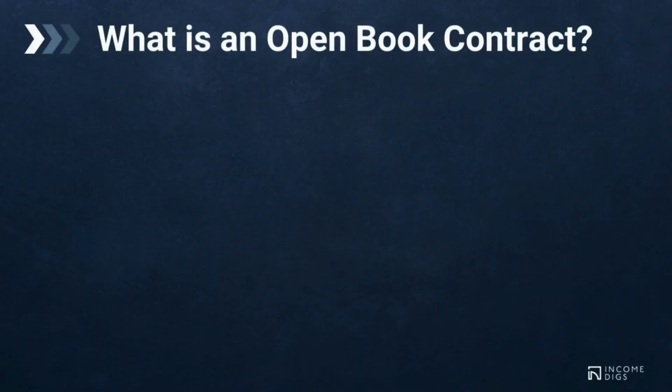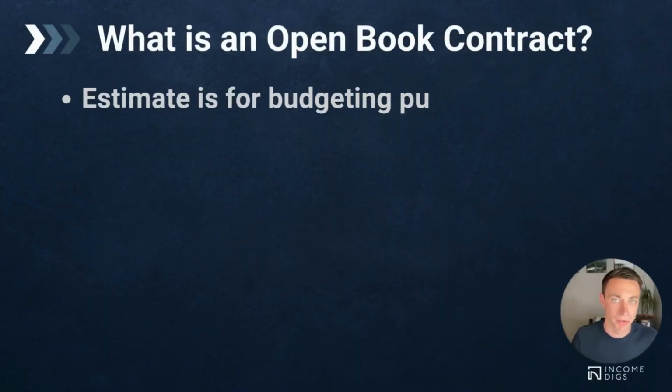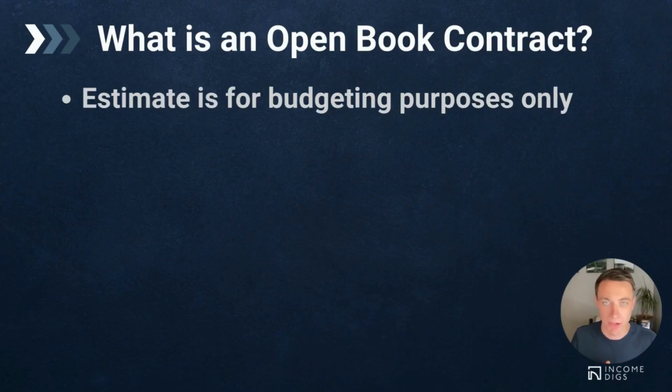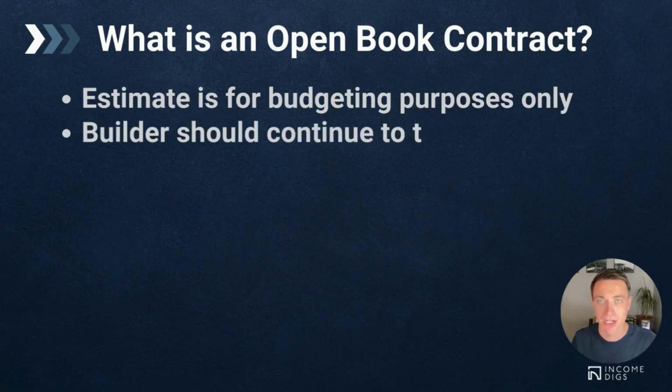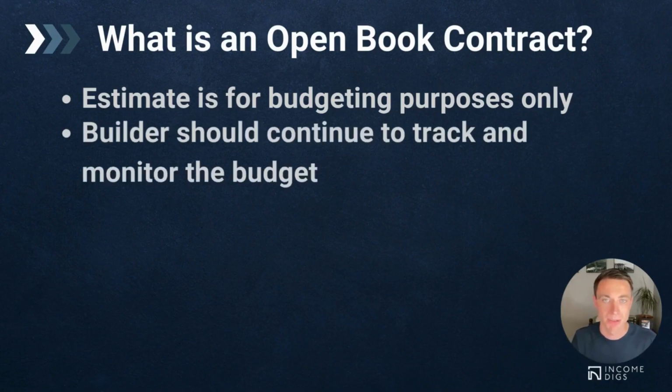Okay, so what is an open book contract? For one, the estimate is for budgeting purposes only. Now, it's important to note that we should still have an estimate for any project that we're going to do. This not only serves our customer by giving them an idea of what they're going to spend, but it really serves us as the builder and the remodeler to understand what our budgets are for various specific cost categories to help ensure that we can budget appropriately, we can estimate well and get better at estimating.